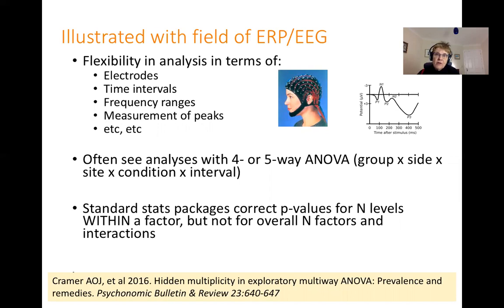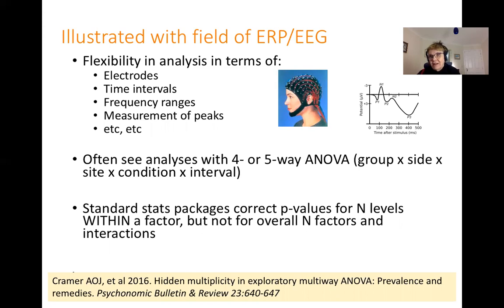And in this field, it's not uncommon to find people using many-way analysis of variance, where they take different groups, different sides of the head, different sites on the head, different conditions, different time intervals, and then put them into an analysis of variance and get terribly excited at a three-way interaction that pops up, not realizing that there is no correction in analysis of variance for all the things you're looking at.